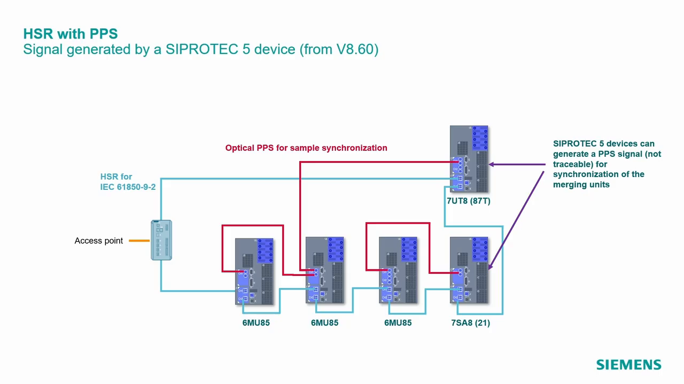With the SIPROTEC 5 devices from the version A60, this PPS signal can also be generated by the protection device. Keep in mind that this signal is not globally synchronized, but for the process bus it is not relevant to have a globally synchronized signal. What we need for the technology is having all the devices synchronized to the same pulse.